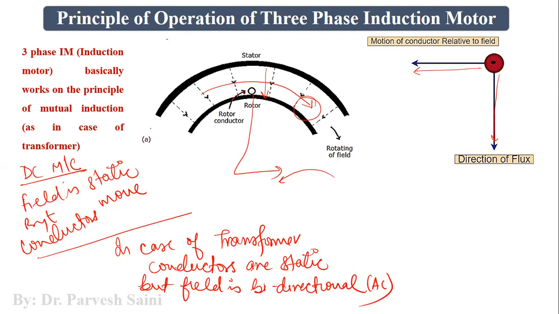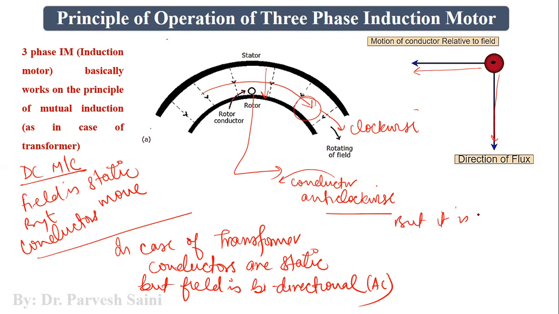Now, this rotating field will cut this static conductor. The direction of this static conductor with respect to the rotating magnetic field is anti-clockwise. So this is clockwise and the conductor anti-clockwise. But it is not yet moving. It is not yet moving at all.